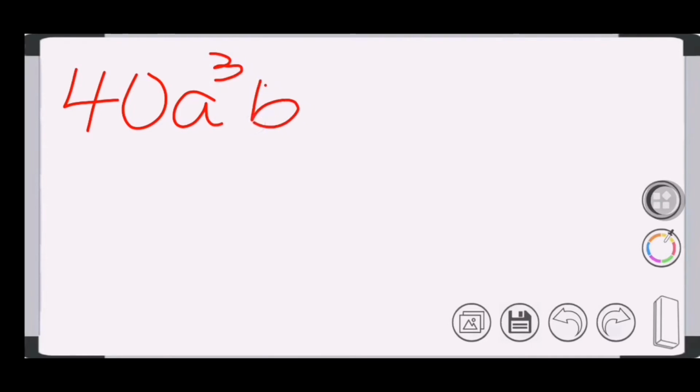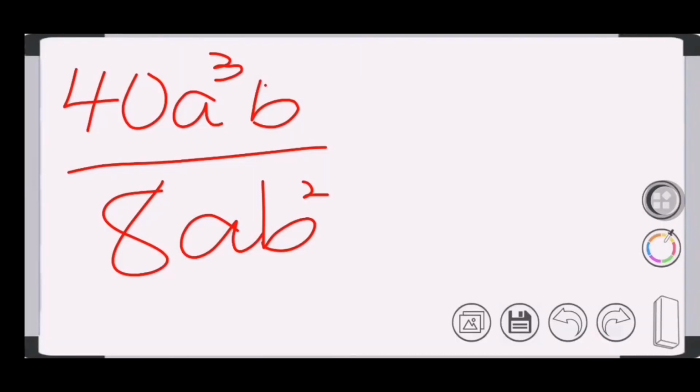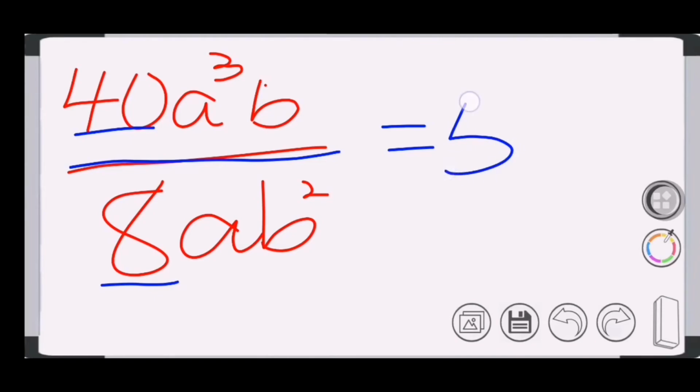Another division example. We have 40a cubed b, all divided by 8ab squared. Remember, in the previous example, I said that we can change division to the over sign, but they are the same. So this division, divide 40 by 8. 8 people sharing 40 rand. Each person is going to get what? 5 rand. So we have a 5.